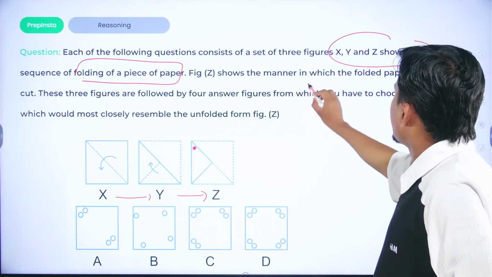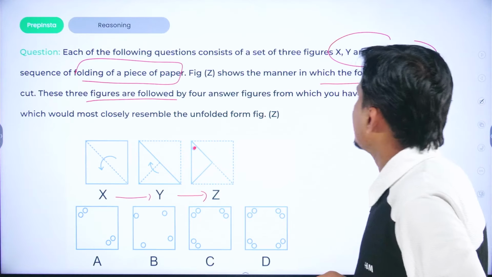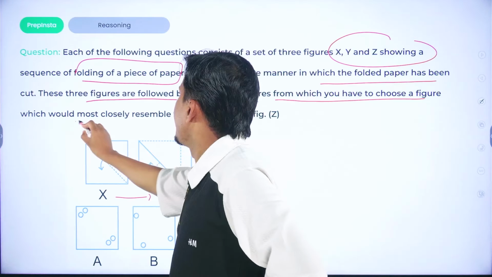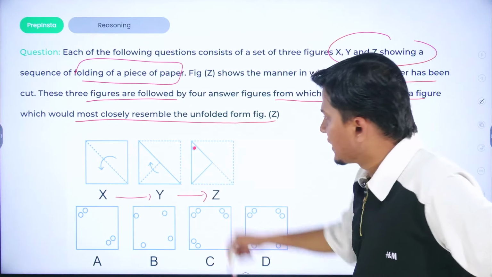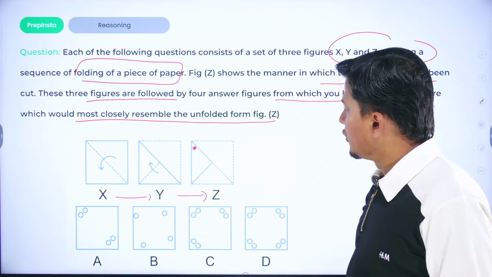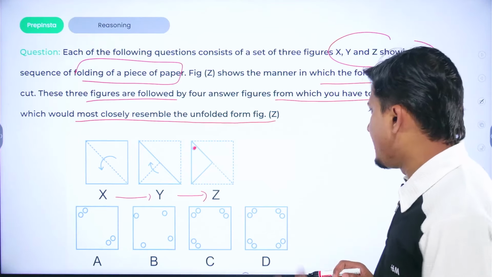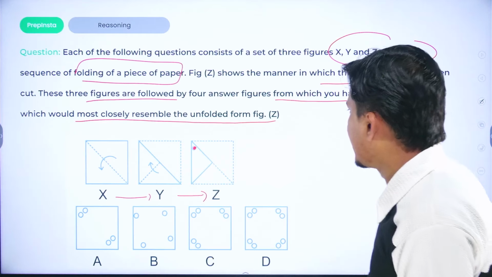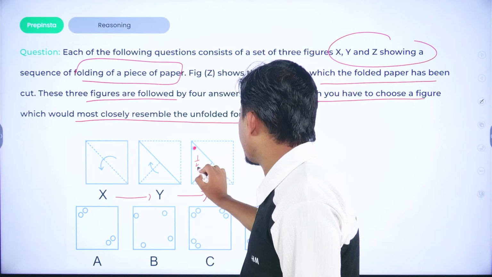Figure Z shows the manner in which the folded paper has been cut. These 3 figures are followed by 4 answer figures from which you have to choose a figure which will closely resemble the unfolded figure. अभी देखो लास्ट वाले फिगर में क्या हुआ, they have just put a hole in it, right? यहाँ पे क्या किया उन्होंने, एक होल कर दिया. अभी if we just open the figure, right, we just got, देखो ये क्या हो गया, 1/4 portion हो गया.